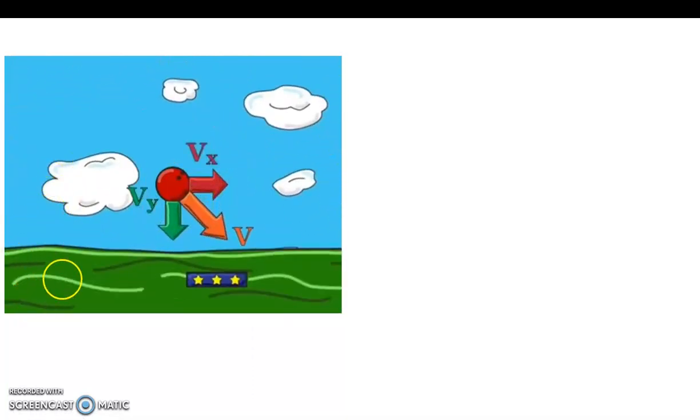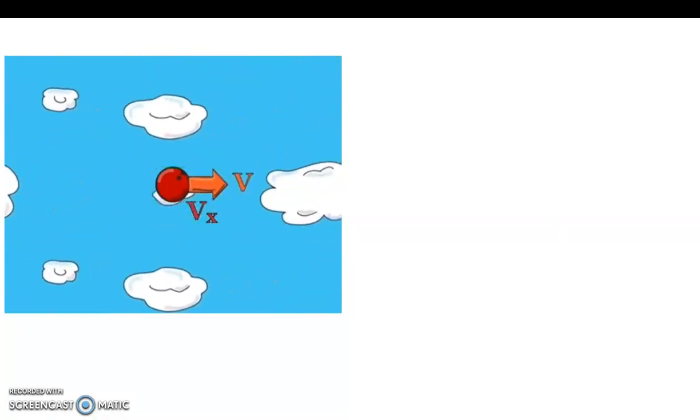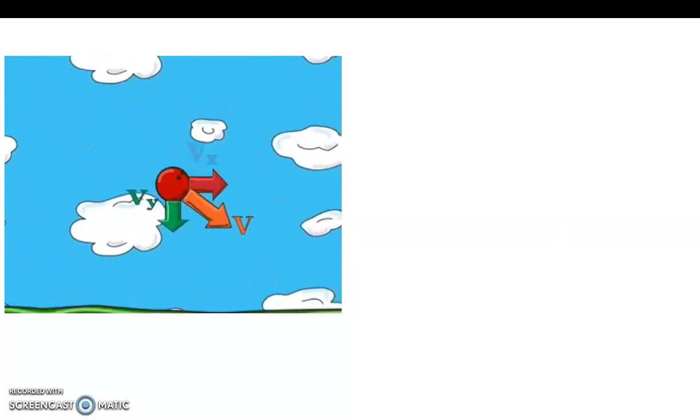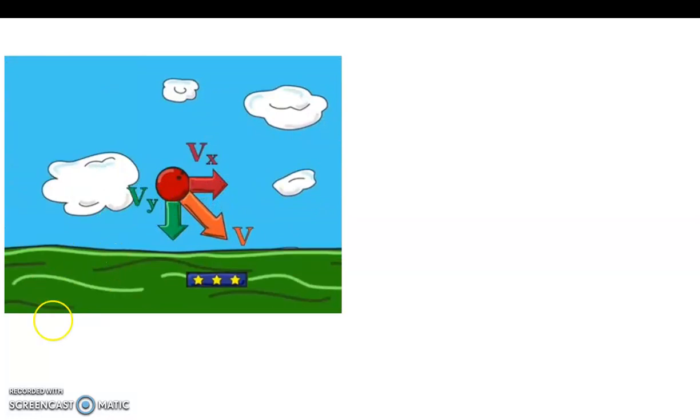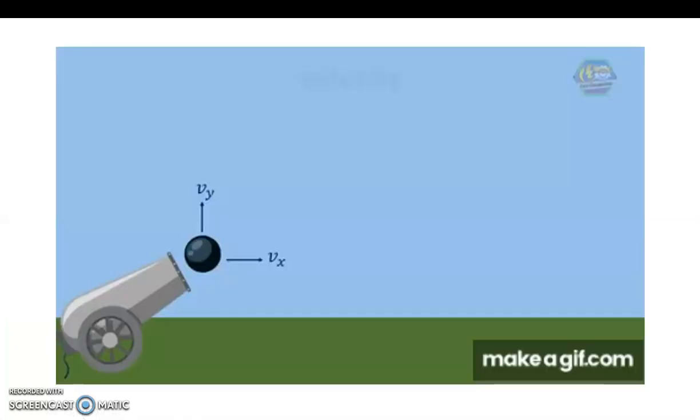So I will play that again for you to see. You observe that the green arrow is reducing as it goes upward. Then when it bends downward, it is increasing as it comes downward. This is how projectiles move when they are inclined at an angle of theta.